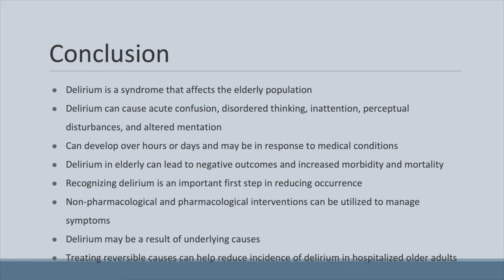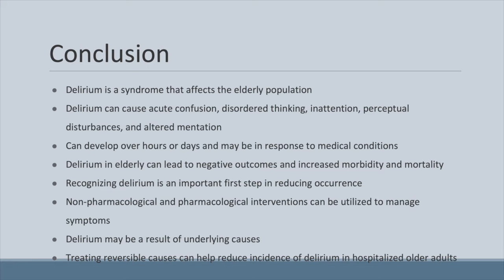Delirium is a syndrome that frequently affects the elderly population and causes acute confusion, disordered thinking, inattention, perceptual disturbances, and altered mentation. Delirium develops over hours or days and may be in response to medical conditions. Reducing delirium in elderly patients in a hospital setting is important because delirium has been associated with several negative outcomes such as longer hospital stays, increased costs, falls, long-term functional and cognitive decline, increased use of restraints, and an increase in morbidity and mortality.